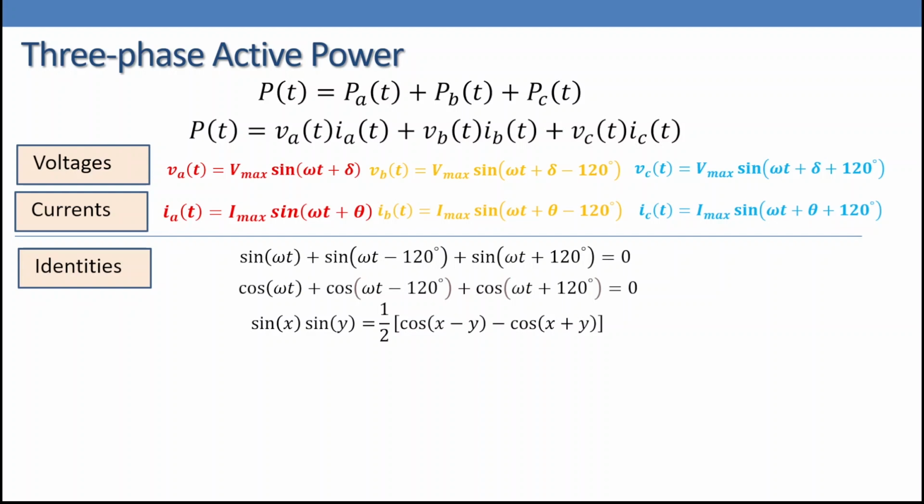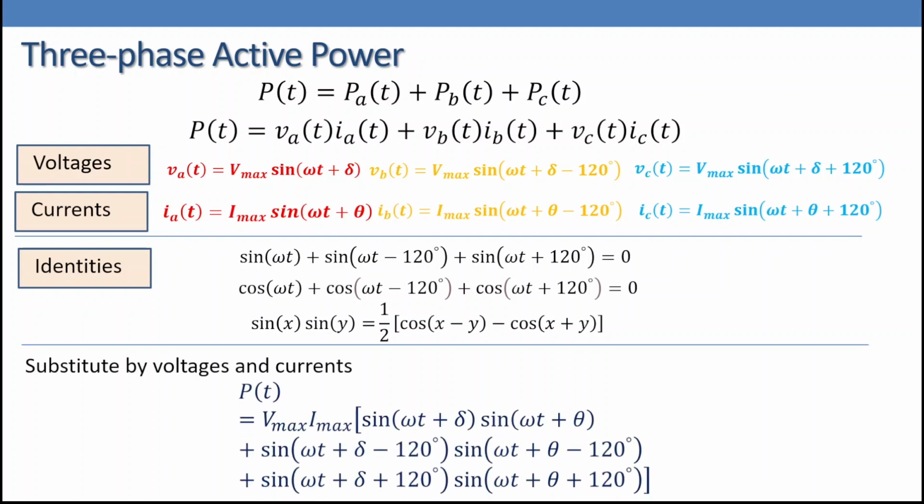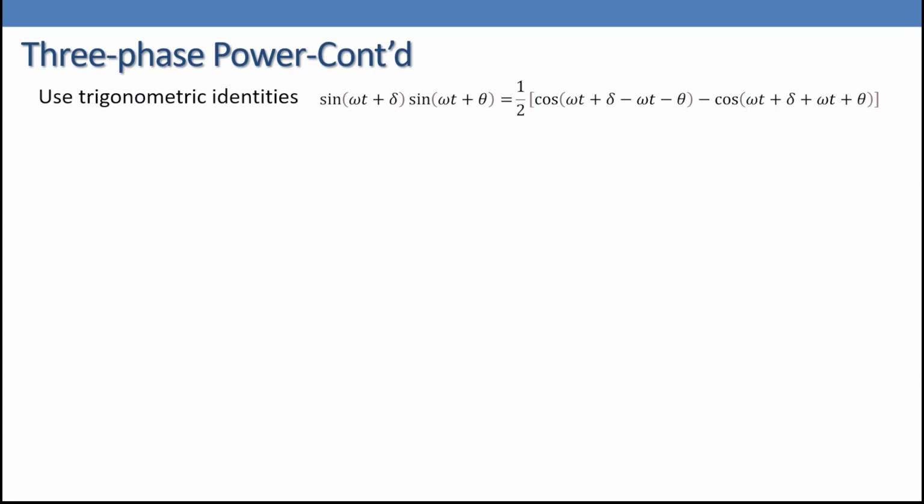And also if we have sine x sine y, we can write it as half of cosine(x minus y) minus cosine(x plus y). So now we are going to substitute in p(t). In this case, p(t) equals V maximum I maximum as a common factor, times sine(omega t plus delta) sine(omega t plus theta), and another 2 terms shifted minus 120 and plus 120. So if we consider omega t plus delta is x and omega t plus theta is y, we can use trigonometric identities as we can see here: sine x sine y equals half of cosine(x minus y) minus cosine(x plus y).